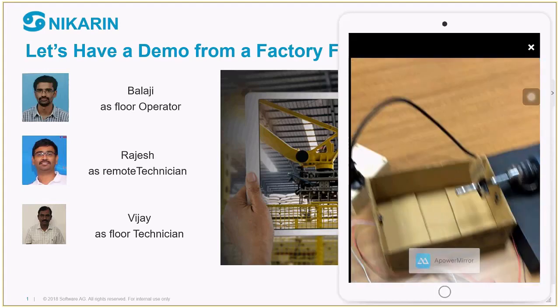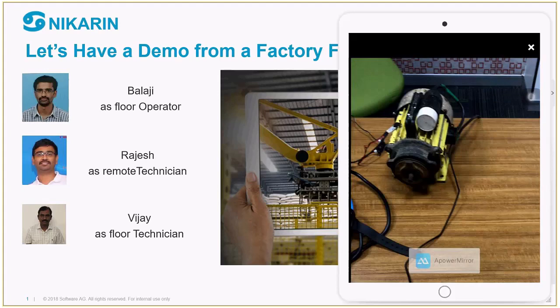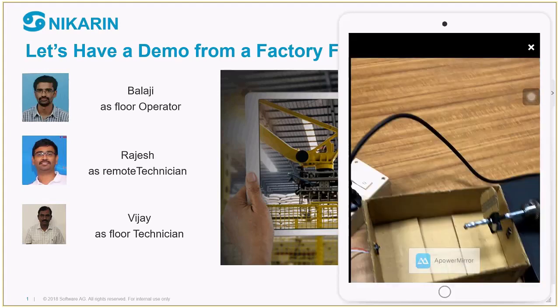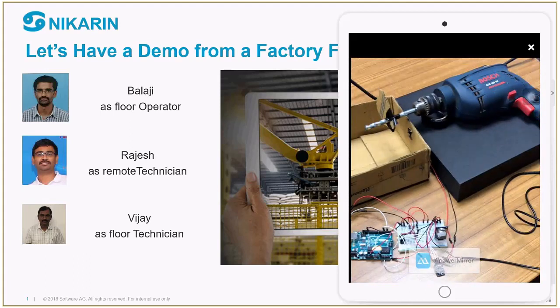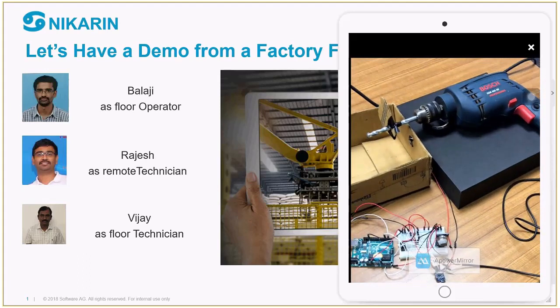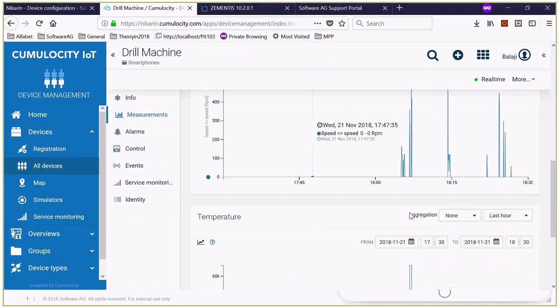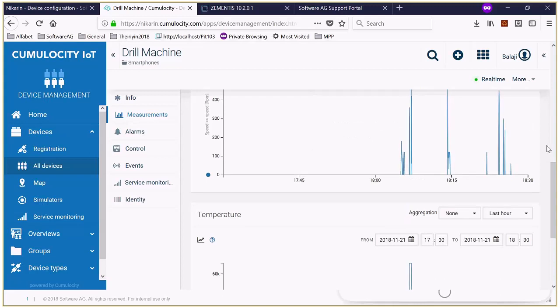Right. This is another device: the AC motor. All these sensors are connected to Cumulosity, and we have real IoT data getting streamed into Cumulosity.